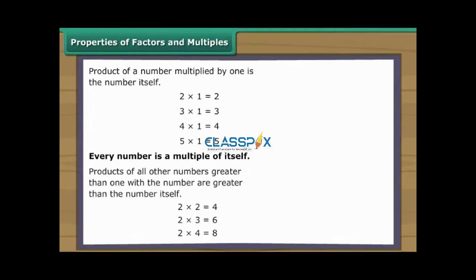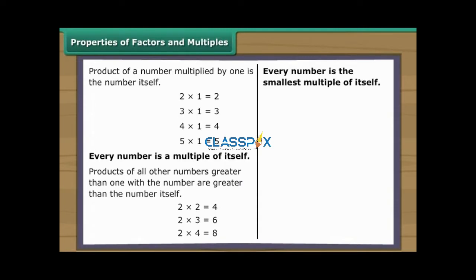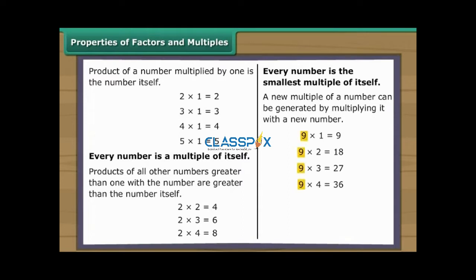Products of all other numbers greater than 1 with the number are greater than the number itself. For example, 2 into 2 is equal to 4. 2 into 3 is equal to 6. 2 into 4 is equal to 8. Therefore, every number is the smallest multiple of itself. A new multiple of a number can be generated by multiplying it with a new number. For example, 9 into 1 is equal to 9, 9 into 2 is equal to 18, 9 into 3 is equal to 27, 9 into 4 is equal to 36 and so on. Therefore, multiples of a number are uncountable and hence infinite.